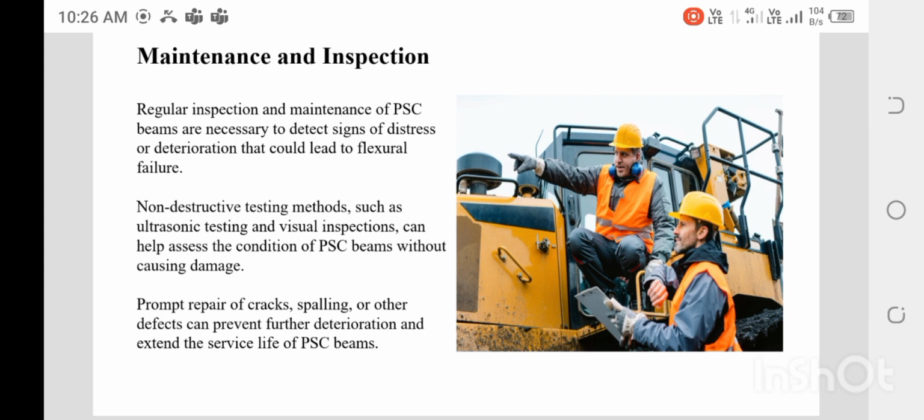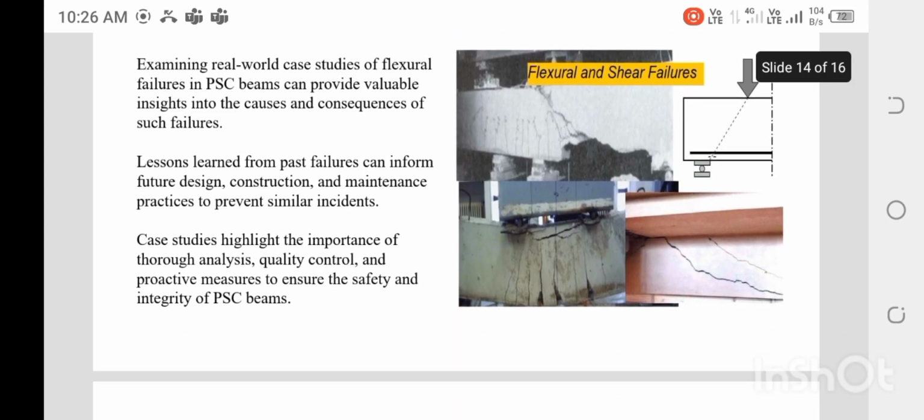Case studies. Examination of real world case studies of flexural failures in PSC beams can provide valuable insights into the causes and consequences of such failures. Lessons learned from past failures can inform future design, construction, and maintenance practices to prevent similar incidents. Case studies highlight the importance of thorough analysis, quality control, and protective measures to ensure the safety and integrity of PSC beams.